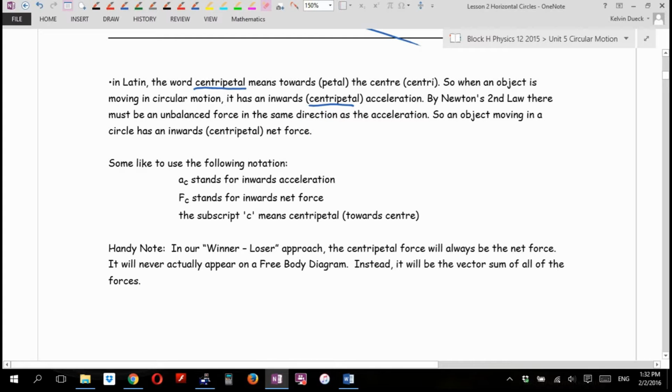Some, me, like to use the following notation. I use AC for circular or centripetal acceleration, FC for circular or centripetal force. C means centripetal, but you can just remember circular, because that's the path you're tracing out, and that's what most kids remember for C.